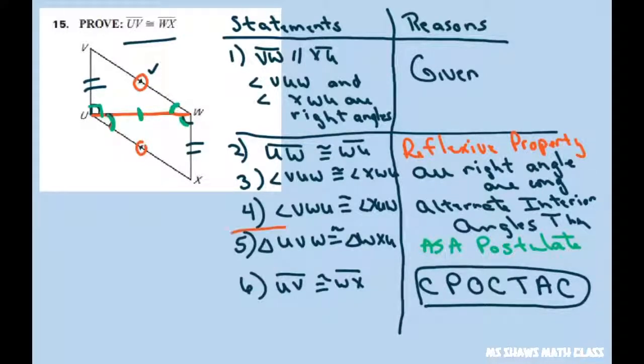Since the triangles are congruent, that means I can fold this up and match it all up. That means all the corresponding angles will be congruent. So this will be congruent here. And then these two sides will be congruent. I'll put 3 here, because the triangles are congruent. So corresponding parts of congruent triangles are congruent.